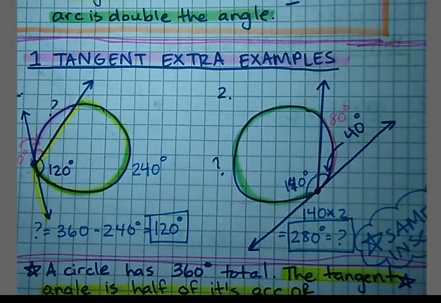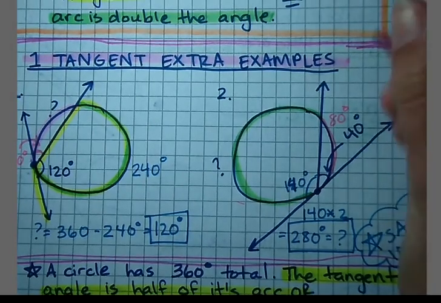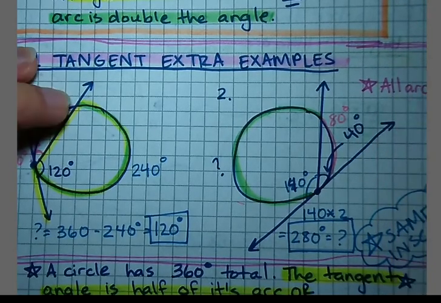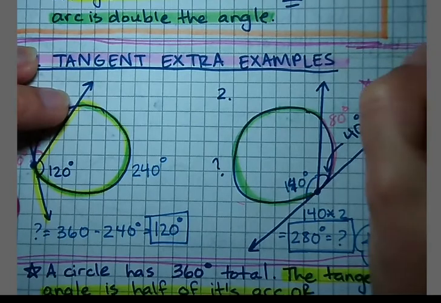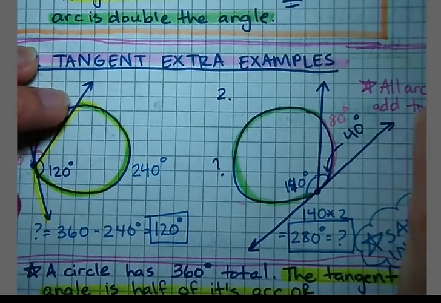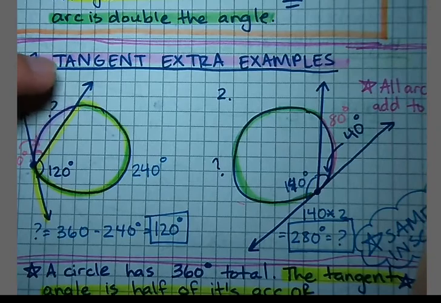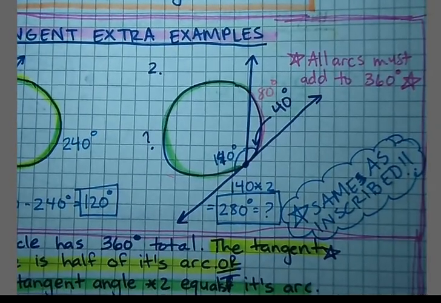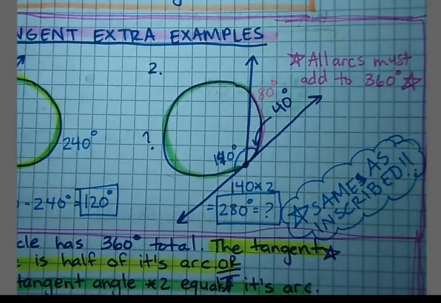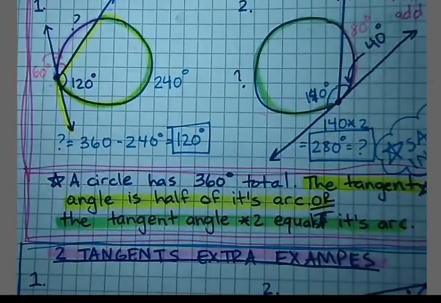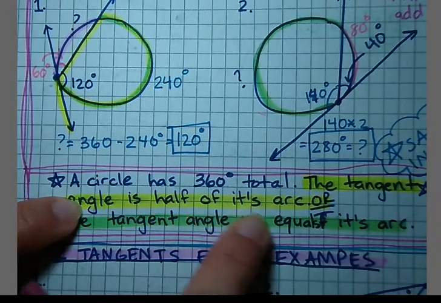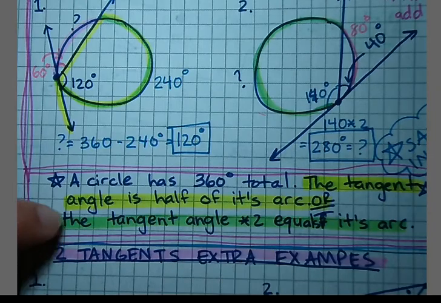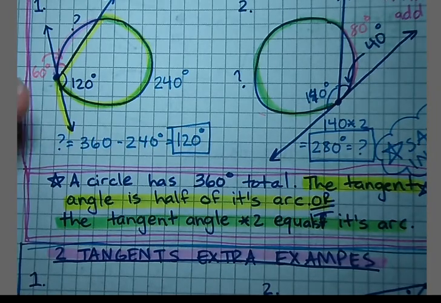One of the main things that you have to keep in mind for these problems is that all the arcs must add to 360 degrees. So you just really have to look and see what arc it's asking you about, and you might have to subtract from 360. Looking down here, the circle has 360 degrees total, and the tangent angle is half of its arc, or the opposite, you multiply by 2 to figure out the arc if you're given the angle.